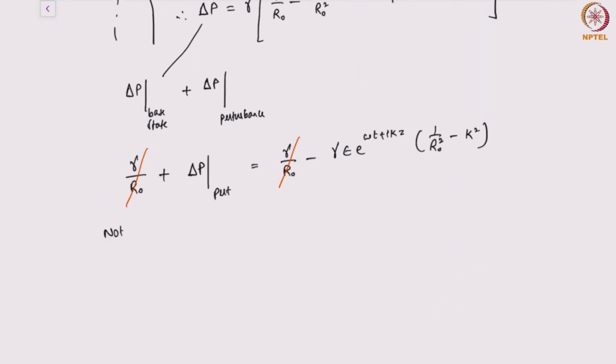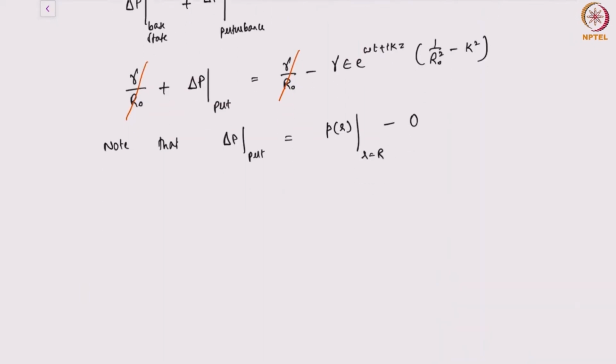You can also note that delta p, the perturbation, is nothing but the pressure inside at r equals capital R, minus the perturbation to the pressure outside. But there is no perturbation outside because it's just a passive gas which is unperturbed. And therefore I simply have P of R at r equals capital R.